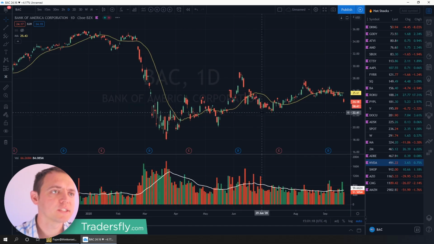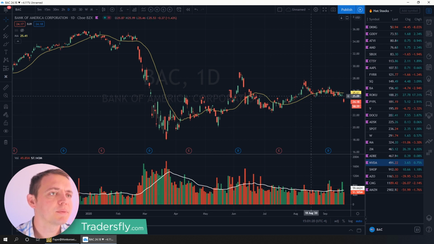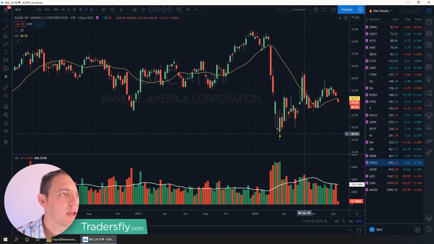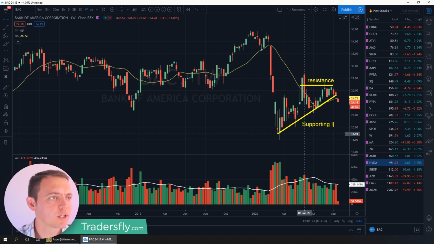Here's a couple of things that have concerned me a little bit. When I look at Bank of America and start watching some of these things on the weekly charts, here's what you'll notice. I've got some resistance over here. Here is our supporting level, but this level is also clearing or kind of breaking down in a way.